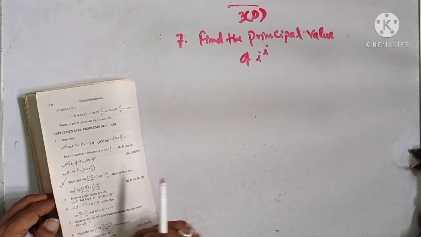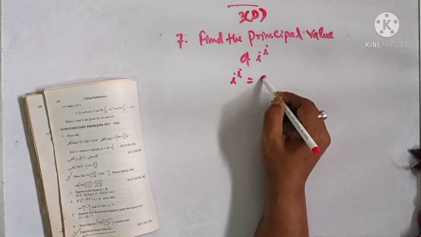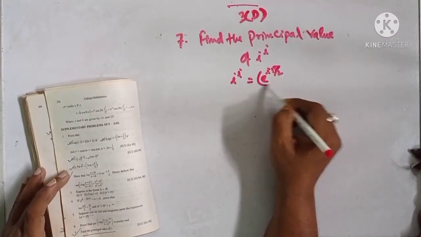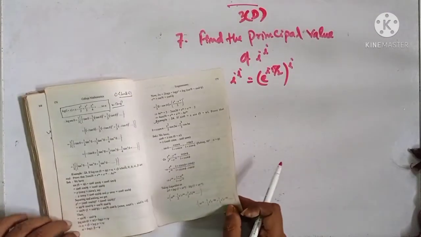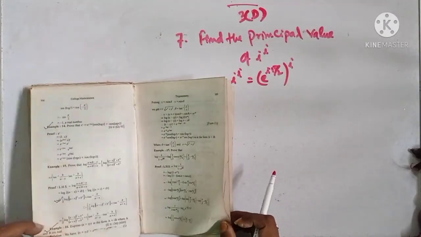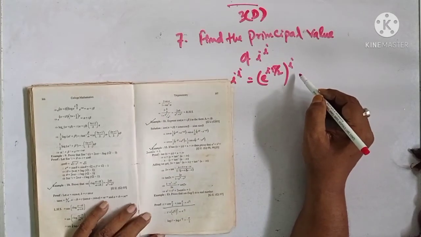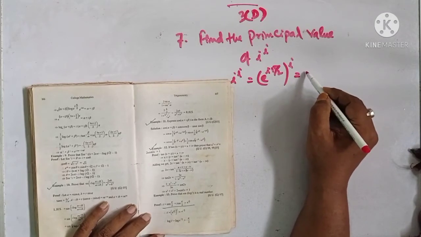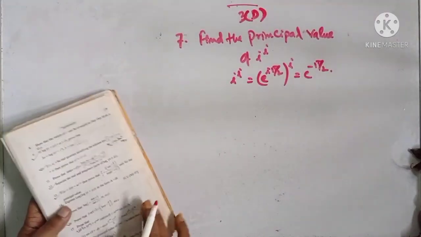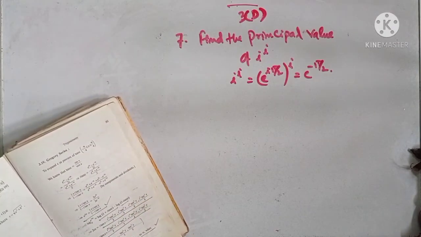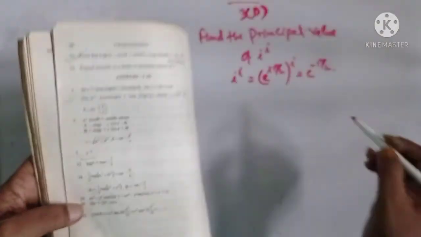So this means i to the power of i, you can write as e to the power of i pi by 2, the whole to the power i. Since we have to write the principal value, this will be equal to e to the power of minus pi by 2. So let me check the answer. Question 7, see e to the power of minus pi by 2. So this is your answer.